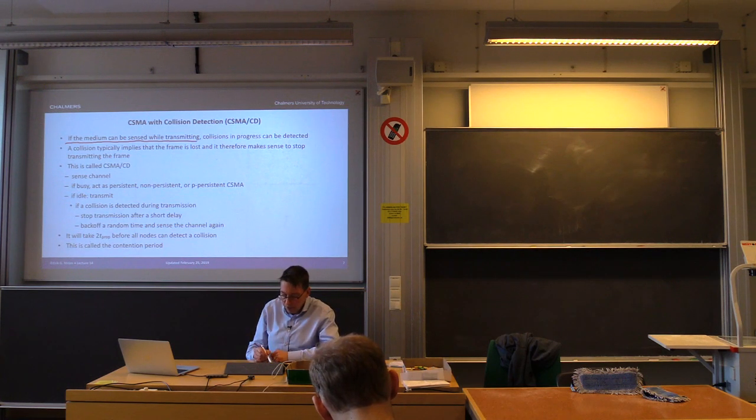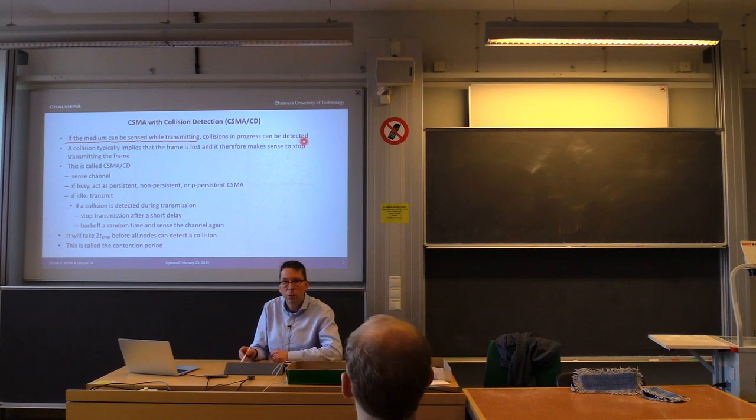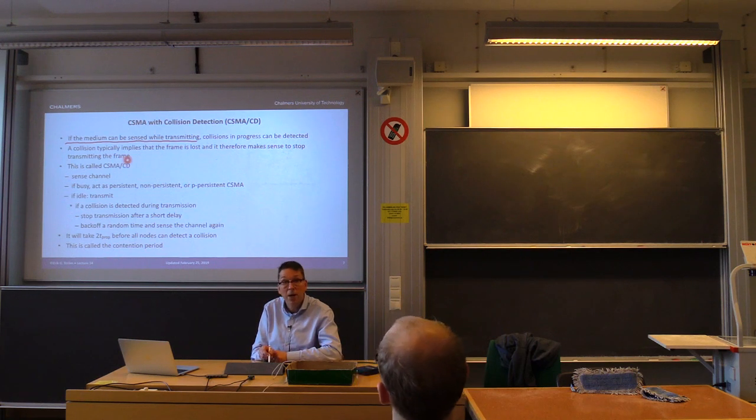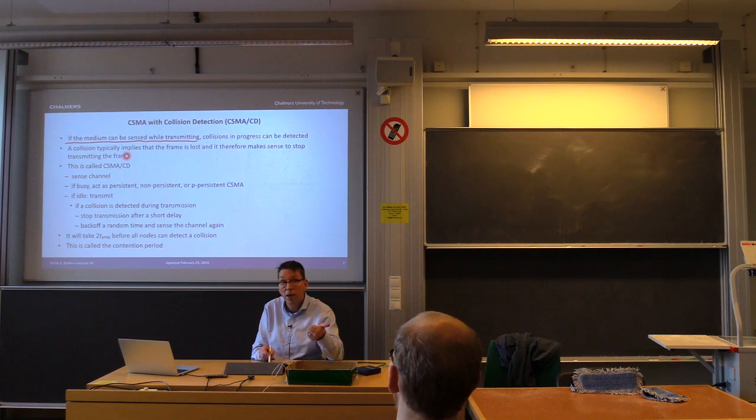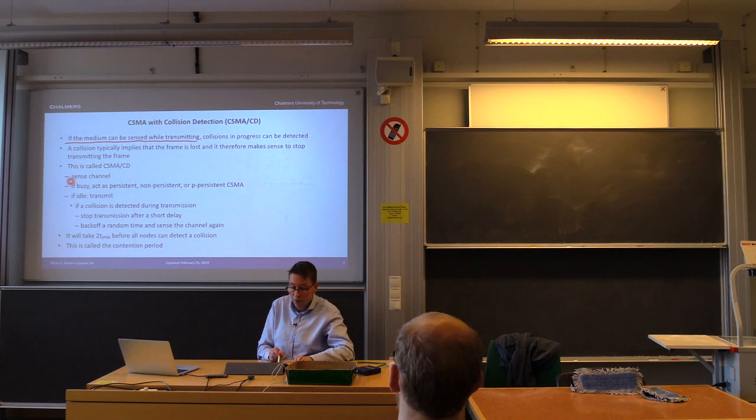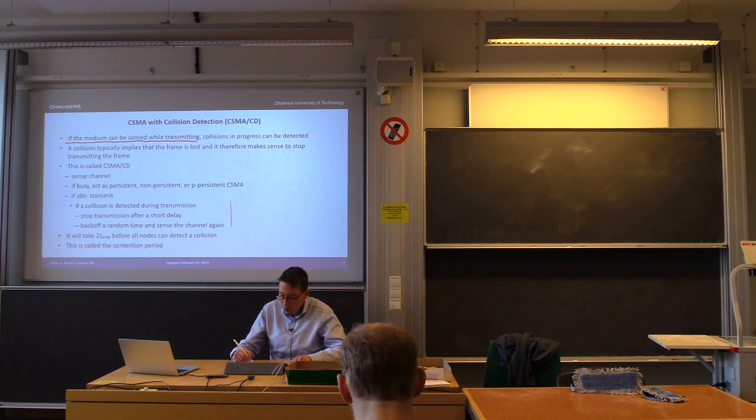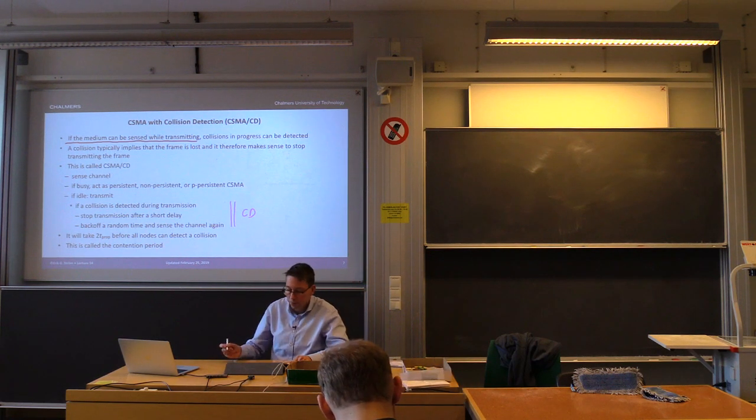But if you can do this, then collisions in progress can be detected. And this is very good because then we can stop, right? A collision typically implies that the frame is lost, and therefore it makes sense to stop transmitting the frame as soon as possible. As soon as we know it's colliding with something, we stop. So this is called CSMA/CD, carrier sense multiple access with collision detection. And it works like this. We sense the channel. If busy, we act as persistent, non-persistent, or p-persistent, as we did before. If idle, we transmit. And here's the new thing. So this is collision detection.